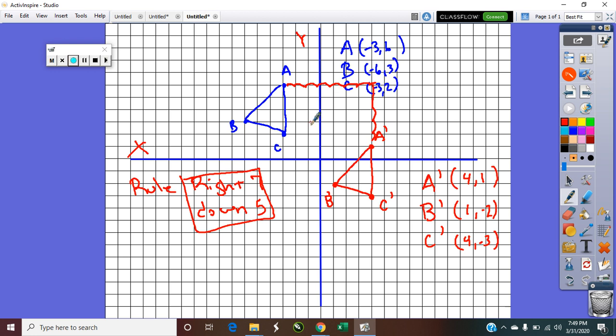So we could do this without actually counting, that's okay too. We know that from -6 to 1, we added 7, and from 3 to -2, we subtracted 5. So we went right 7, down 5. I'm hoping that makes sense. This is not a real difficult lesson. I'm going to erase this, and I want you to try one on your own. All you're going to do is write the rule, and of course the coordinates, please.